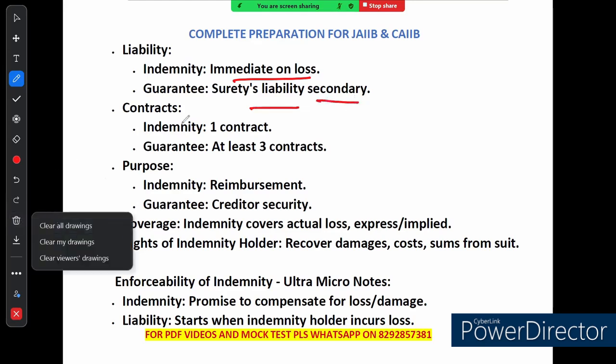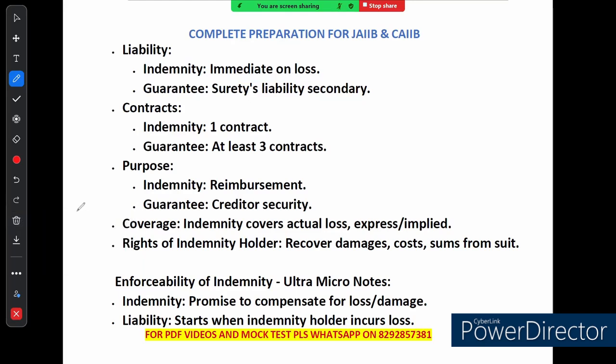And if you talk in terms of contracts, indemnity involves one contract and guarantee involves three contracts between all parties. And if we talk about the purpose, the main goal of indemnity is reimbursement for a loss, while the main goal of guarantee is more about giving security to the creditor. Lastly, indemnity covers the actual loss, and the indemnity holder has the right to recover damages, costs, and other sums related to the loss, right?